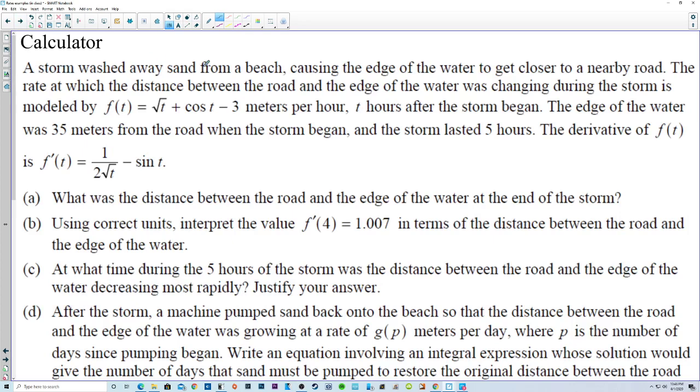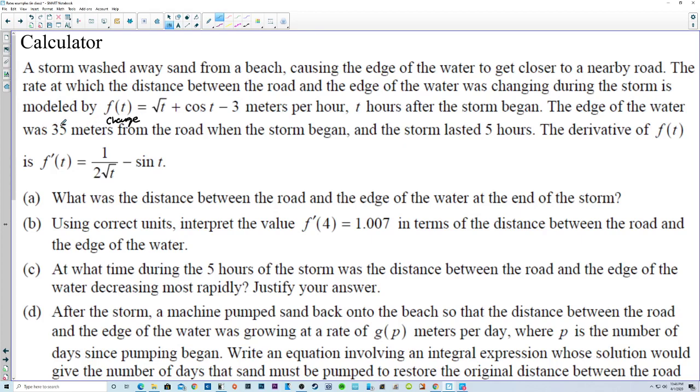A storm washed away sand from a beach, causing the edge of the water to get closer to a nearby road. The rate at which the distance between the road and the edge of the water was changing during the storm is modeled by f of t. So it's like they're giving you the derivative, but they're not telling you it's a derivative. They're saying the function is actually the rate, meters per hour, t hours after the storm began.